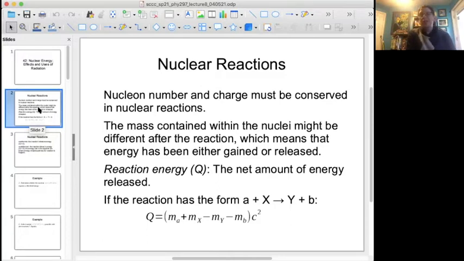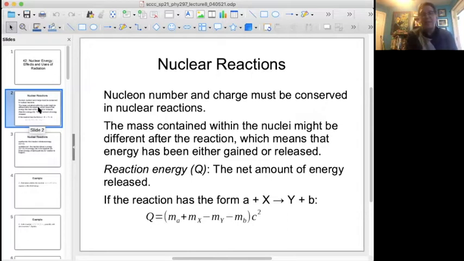So for energy to be gained, that means the particles involved had to be moving. So there had to be some sort of kinetic energy supplied to the nuclear reaction in order for the reaction to take place. If the energy is released, then you don't necessarily need an input of energy. So the reaction energy Q is the net amount of energy released.